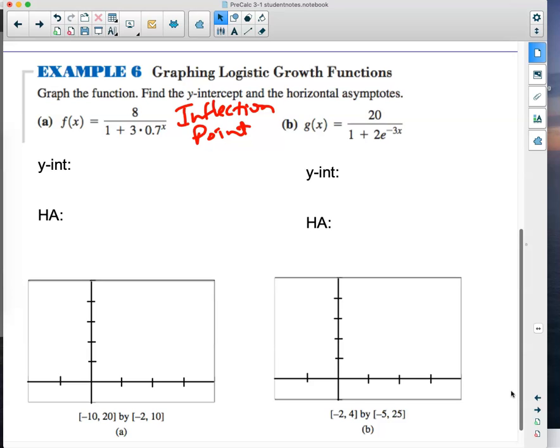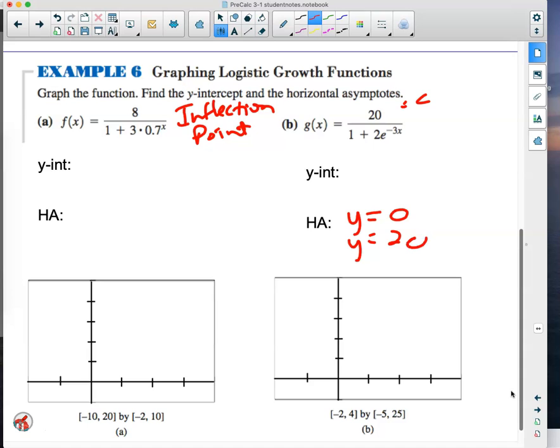And one of the first things we would want to do is figure out where those asymptotes are. And we talked about how y equals 0 is definitely going to be our lower limit, and our upper limit will come from this 20 that's on top, which our book has designated as C. So that will be the upper limit. So we want to get those on our graph.